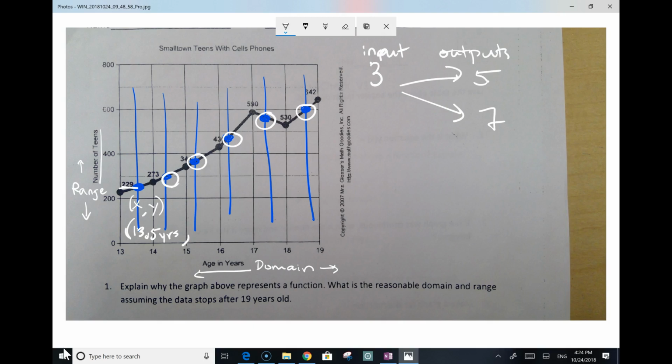Now, the second part of this question is, what is a reasonable domain and range, assuming the data stops after 19 years old? So as I said earlier, the domain represents the age in years, and the range, the number of teens who own a cell phone within that particular age group. So the domain for this would have to be about the ages in years that we are looking at, from the youngest age all the way to the oldest age. And so the youngest age would be 13 years old. That's right over here, 13 years old.